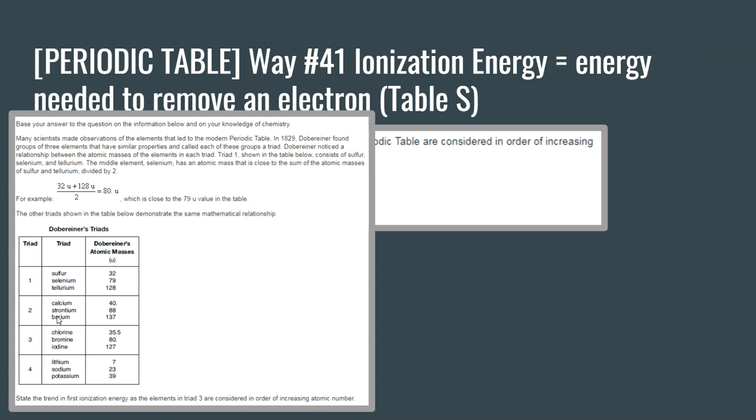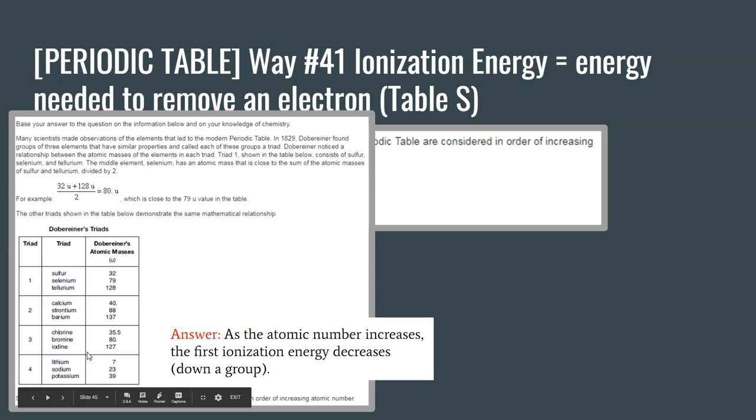So you have three different triads, and notice if you look at these triads, they all belong to the same group. It says state the trend in the first ionization energy as the elements in triad 3 are considered in order of increasing atomic number. So what's happening to the ionization energy for triad 3 as we look at the atomic numbers increasing? Notice that chlorine, bromine, and iodine are all part of the same group, group 17, and we know that ionization energy generally decreases down a group. So you could simply just say that the first ionization energy decreases, and that would be sufficient.